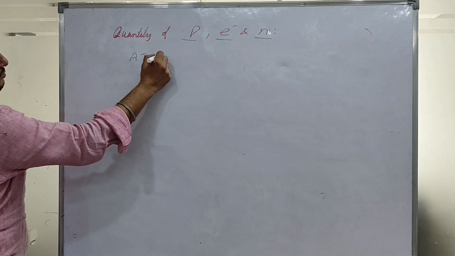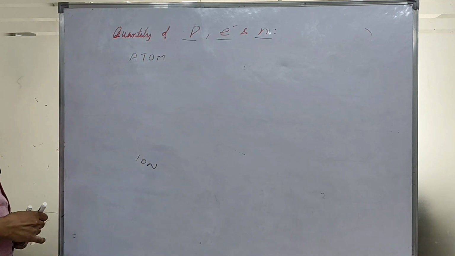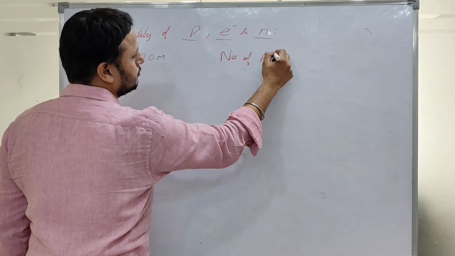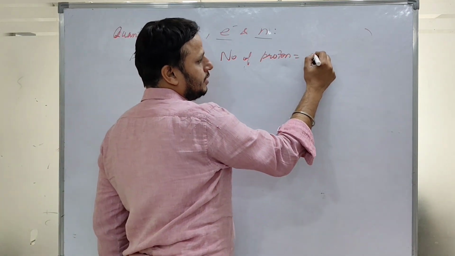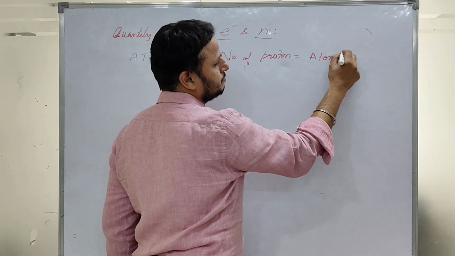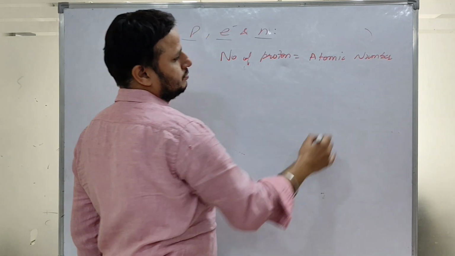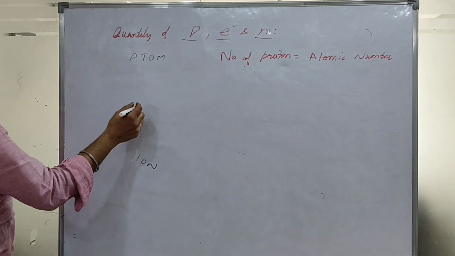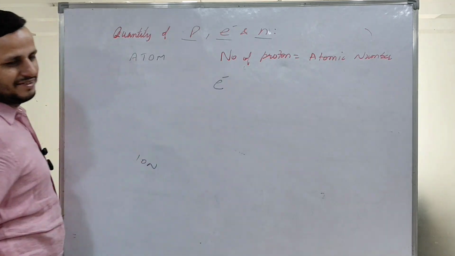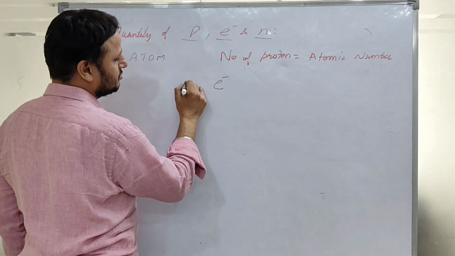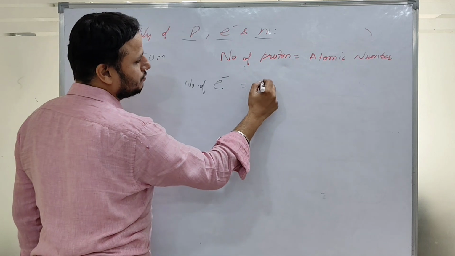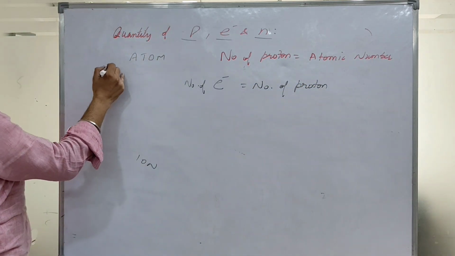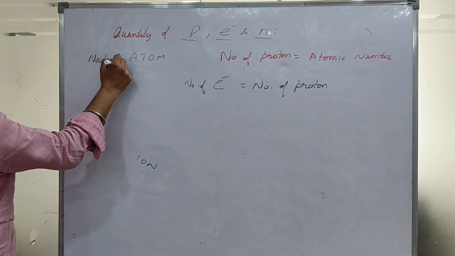तो एटम और आयन, चाहे एटम हो चाहे आयन हो, number of protons is always equal to atomic number. बस पूरी केमिस्ट्री में मेन है इलेक्ट्रॉन्स. इलेक्ट्रॉन्स अगर एटम है तो नंबर ऑफ इलेक्ट्रॉन्स इज इक्वल टू नंबर ऑफ प्रोटॉन्स. दैट इज व्हाई एटम्स आर न्यूट्रल.